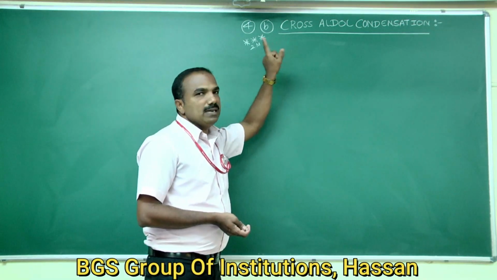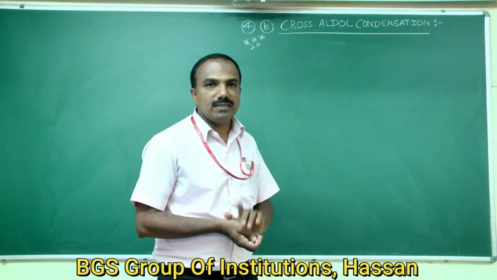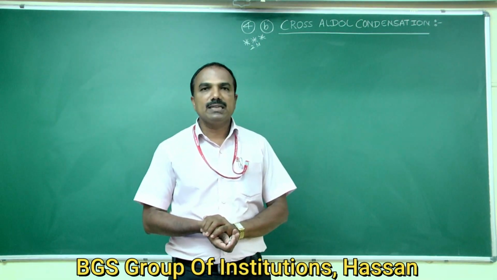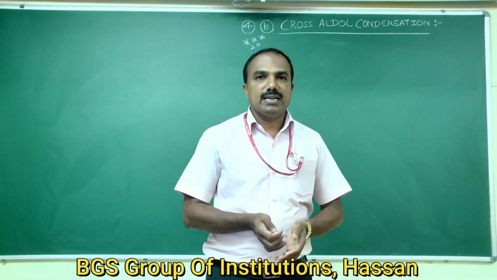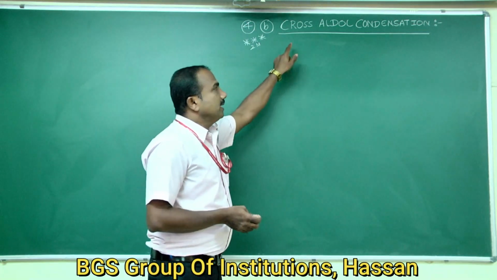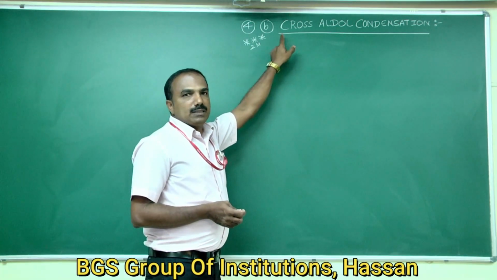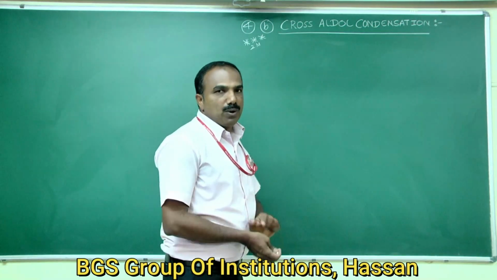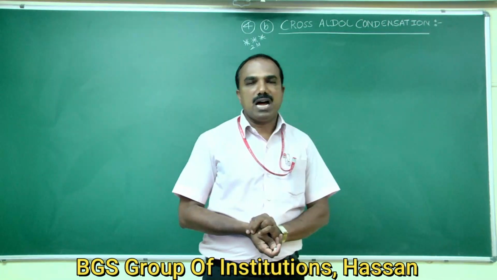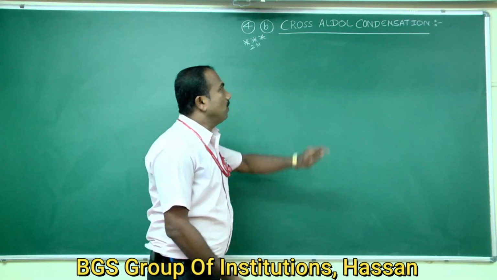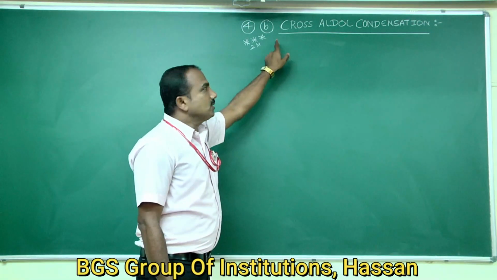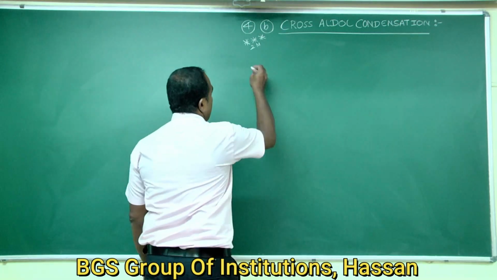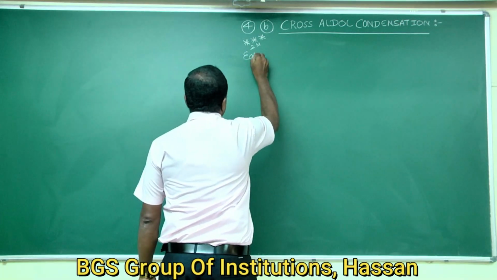Okay, you should write the definition like this: when aldol condensation is carried out between two different aldehydes, it is called cross aldol condensation. If both different aldehydes contain alpha hydrogen atoms, then 4 products are formed. So examples for cross aldol condensation are as follows.